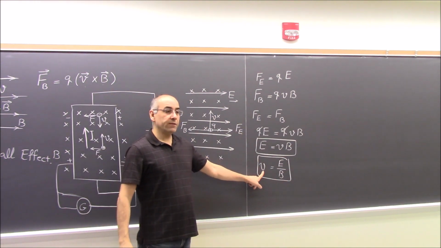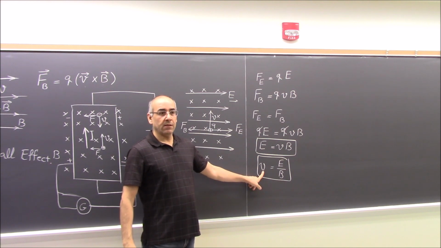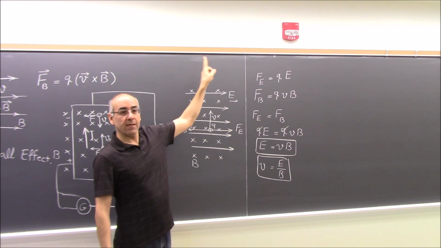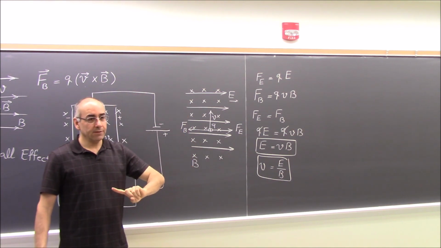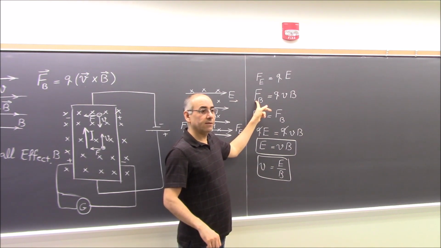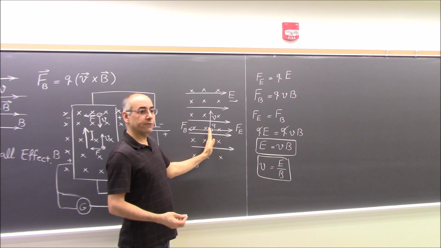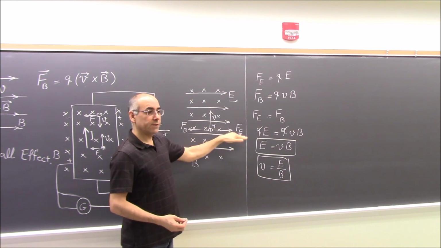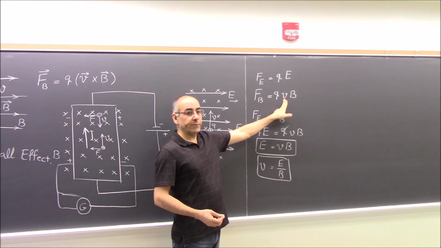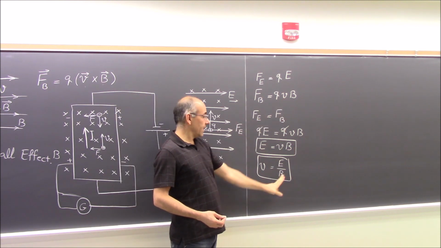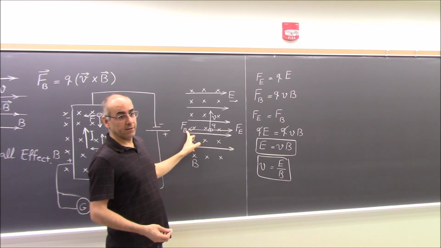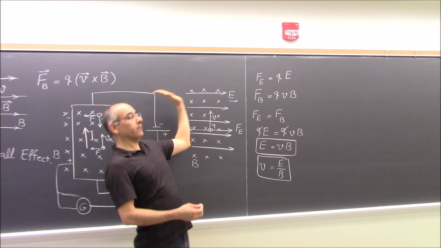If the particle is moving with this speed, then the forces balance each other, so it will go right through. But if it is going at a smaller speed, what happens? Then the magnetic force is smaller than the electric force. So what happens to this? There's a net force this way, the particle will go this way, right? And if the speed is more than this value, then the force of magnetic field is bigger. Then there's a net force this way, so the particle goes this way.